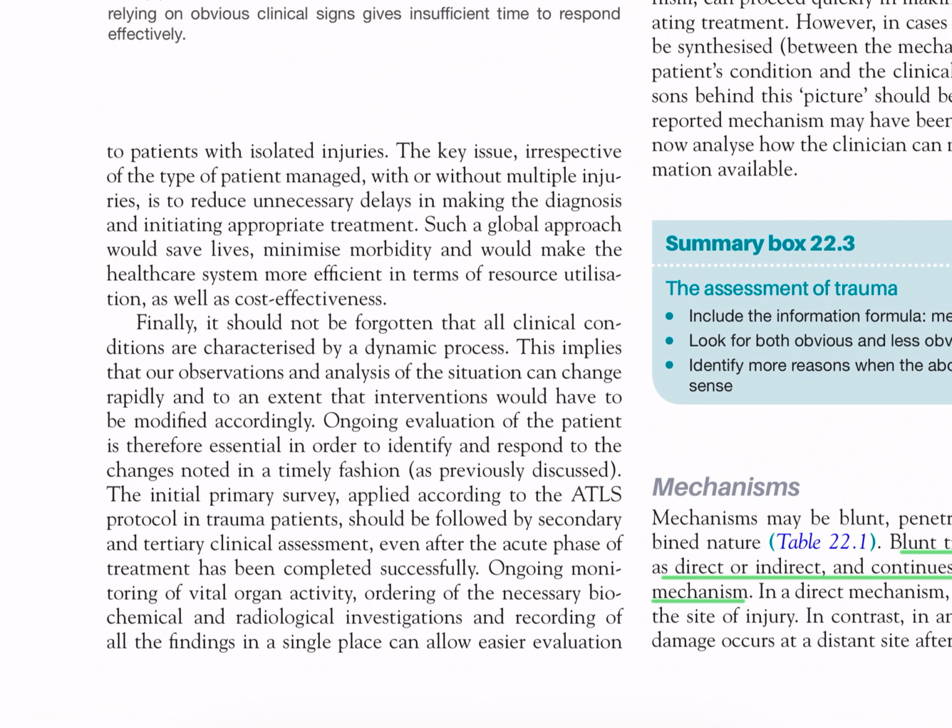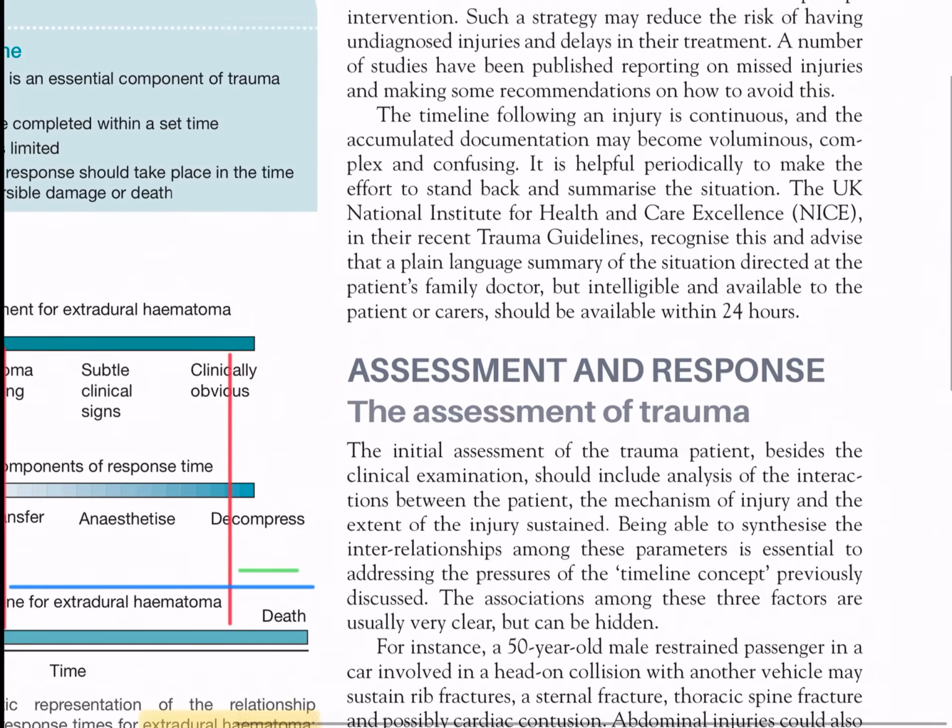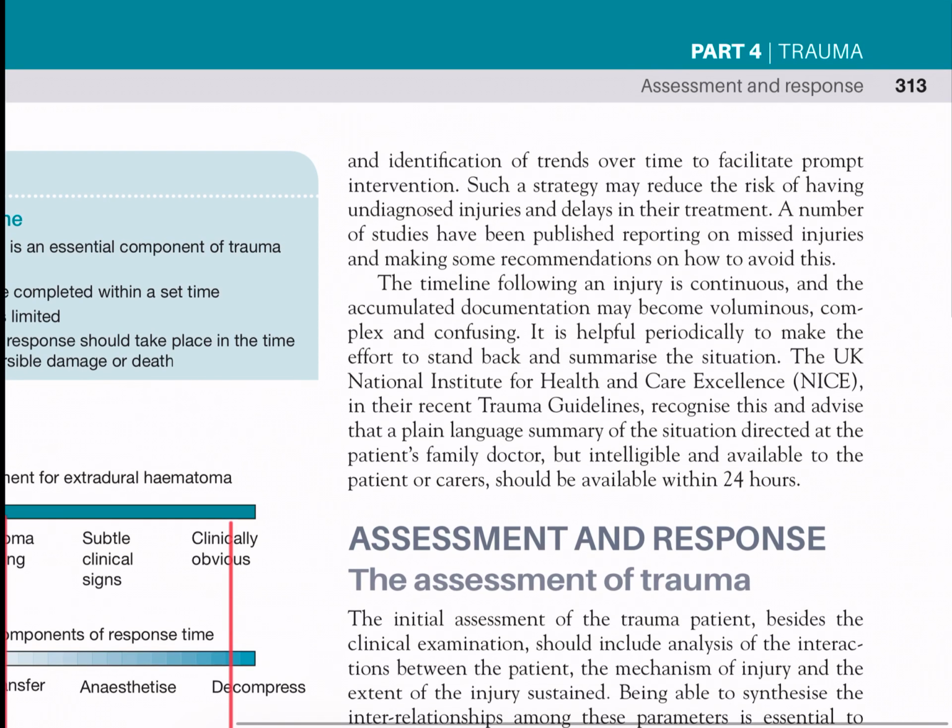Ongoing monitoring of vital organ activity, ordering of the necessary biochemical and radiological investigations, and recording of all the findings in a single place can allow easier evaluation and identification of trends over time to facilitate prompt intervention. Such a strategy may reduce the risk of having undiagnosed injuries and delays in the treatment. A number of studies have been published reporting on missed injuries and making some recommendations on how to avoid this. The timeline following an injury is continuous and the accumulated documentation may become voluminous, complex, and confusing.